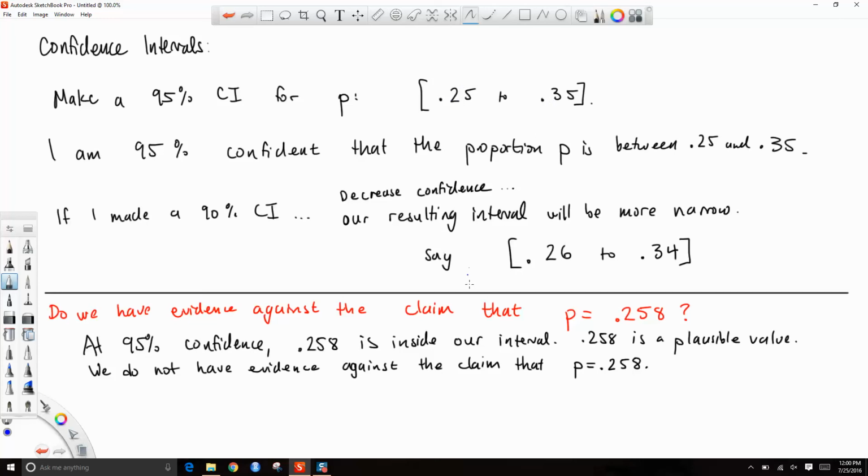Okay, what about the 90% confidence level? What happens? So at 90% confidence, okay, 0.258 is outside of the interval, right?